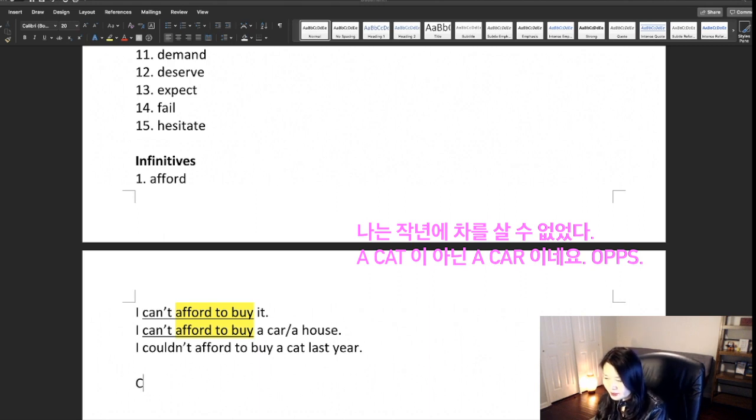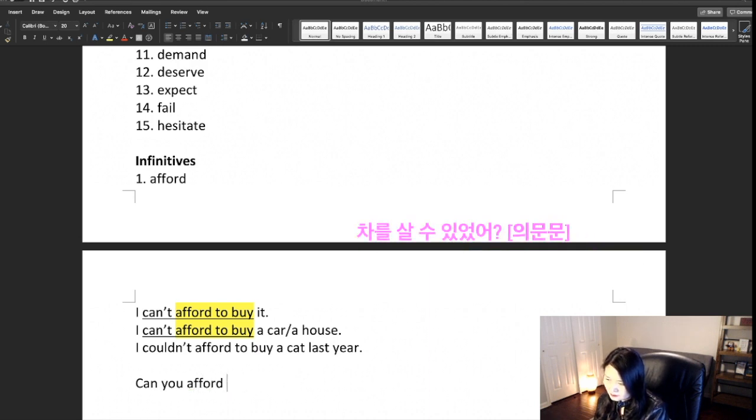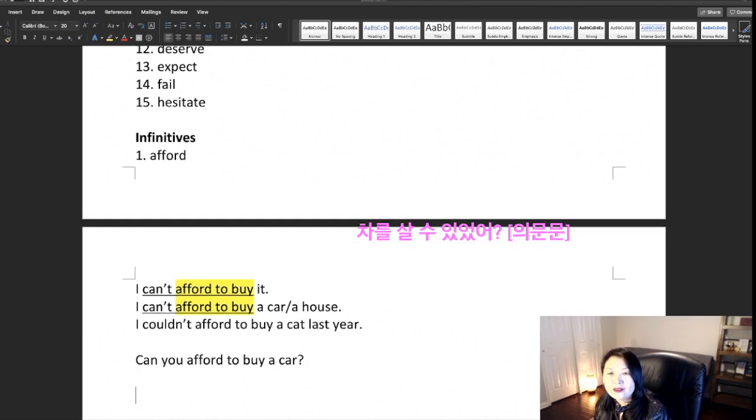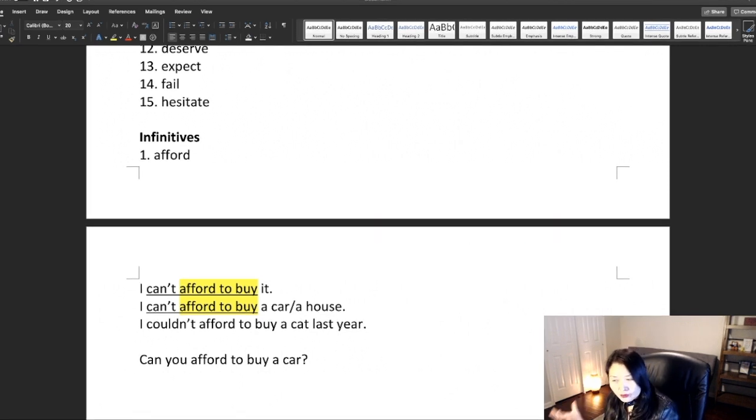If you wanna make a question, you can say, can you afford to buy a car? Oh, if you have money, of course. Yes, I can. I can afford to buy a car. But if you don't have money, you can say, well, I cannot afford to buy a car at this moment. So afford is a very important verb, okay?